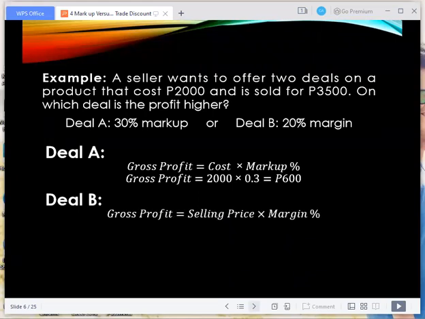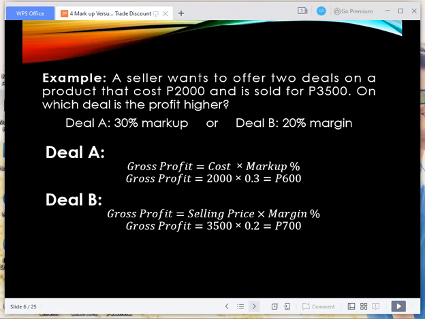be equal to the selling price multiplied by the margin percentage. Again, margin refers to the selling price, markup refers to the cost. So we multiply these two. The selling price is 3,500. The margin percentage is 20%. Converted into decimal, you get 0.2. So 3,500 times 0.2, you get 700 pesos.